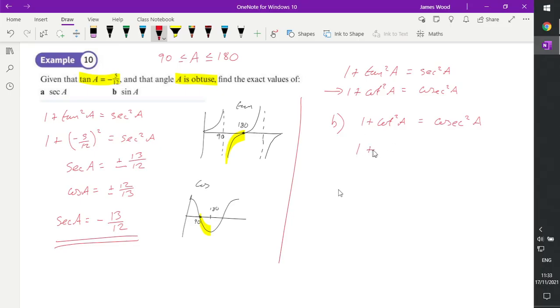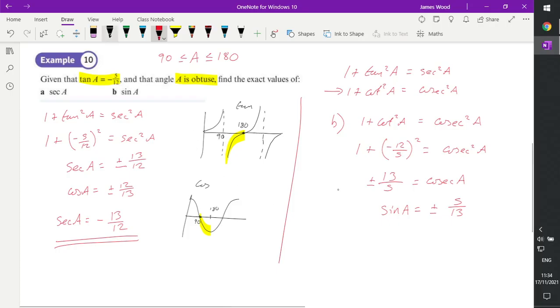So I've got 1 plus cot squared, that's going to be 1 over this thing squared, so that's minus 12 over 5 squared equals cosec squared A. Now I'm just going to work out this left-hand side. So it's 12 over 5 squared plus 1, and I'm going to square root it. So it gives me plus or minus 13 over 5 is cosec A. Now I don't really want cosec A, I just want sine A. So do 1 over both sides. So sine A is going to be plus or minus 5 over 13. And I just have to decide which it is.